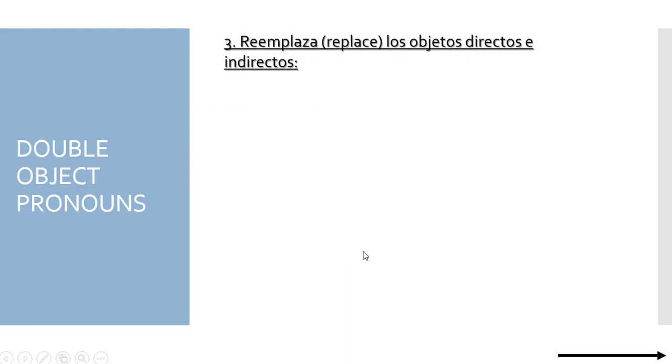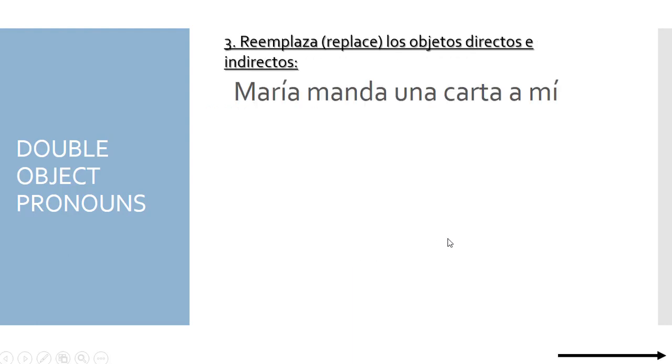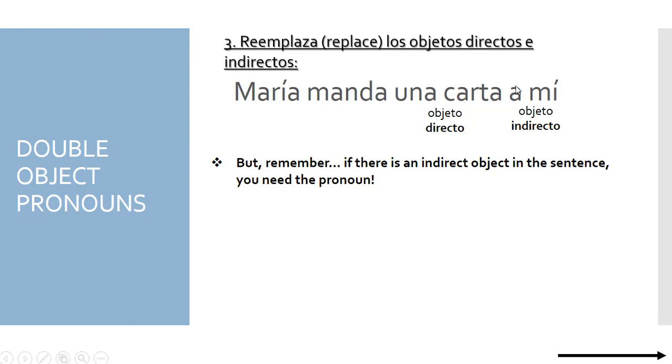Good. So now let's try to replace the objects. Let's identify: someone is doing something. María is sending, verb, a letter, direct object, to me, indirect object. Okay? Direct object, indirect object. Now remember, if there is an indirect object in the sentence, like I just said, you need the pronoun, right? You cannot just leave the object by itself. It needs the pronoun. So this would be the actual correct sentence. María me manda una carta a mí. Good.